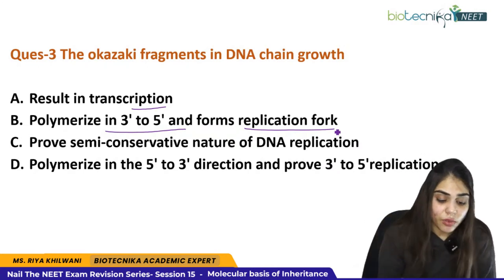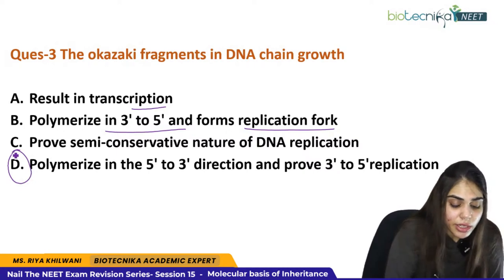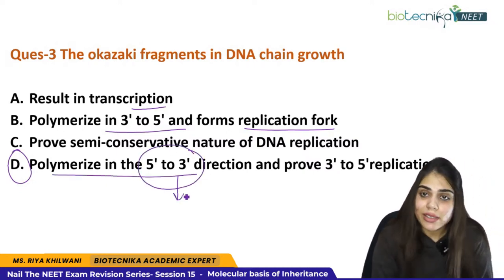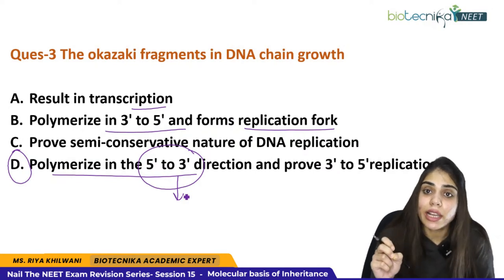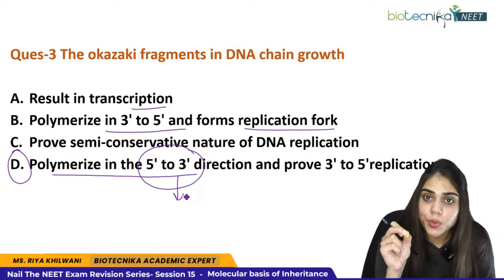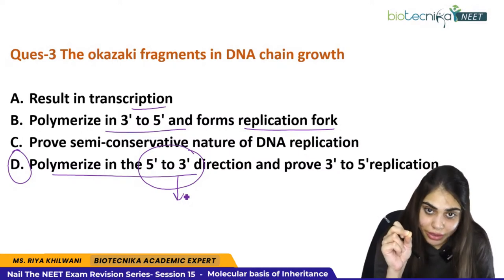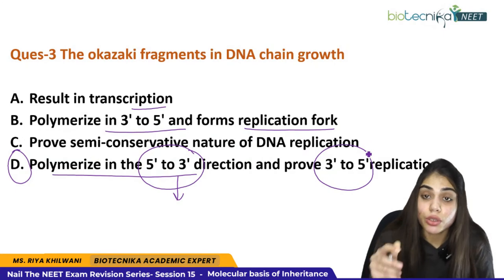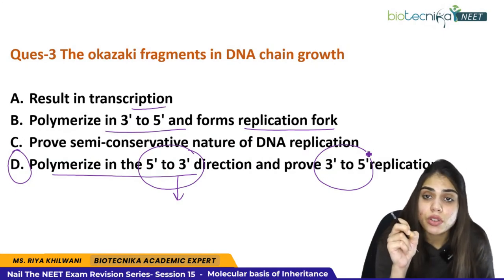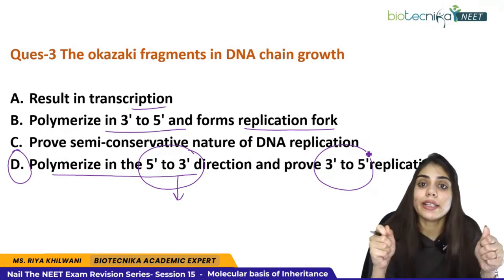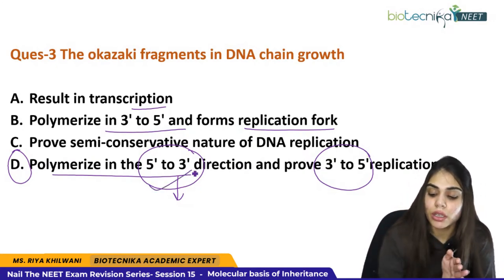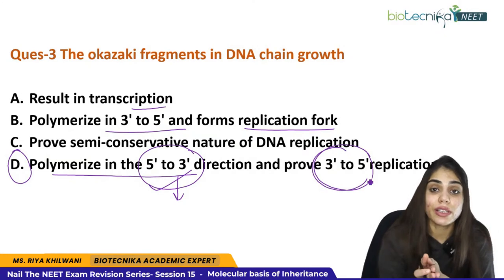Right, Selva, it is option D, because it will polymerize in the 5 to 3 direction, whether it is the leading strand or the lagging strand. It will always proceed in the 5 to 3 direction. But kya problem tha wahan pe? 3 to 5 replication hona chahiye tha. That's why it was waiting for the helicase to open that DNA helix. But it was proceeding in the 5 to 3 direction. It was proving 3 to 5 replication.